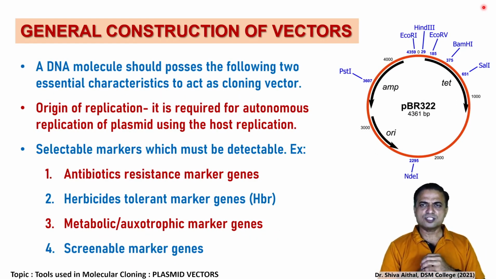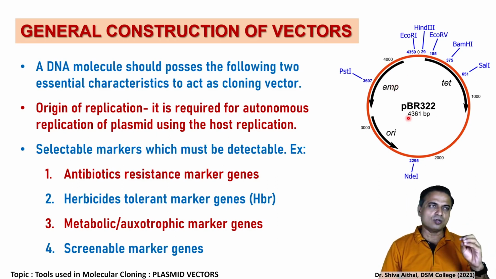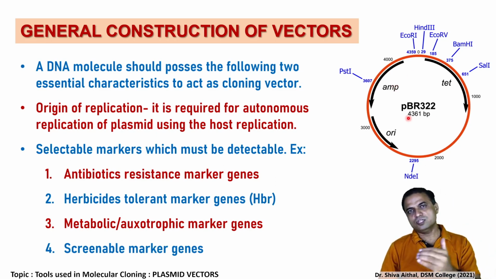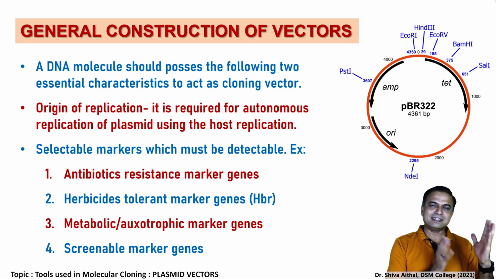Now, general construction of vectors, what is the procedure which is followed? You can see here it is a simple plasmid, artificially created pBR322 plasmid. This is just an example which is given in your curriculum. Hundreds of plasmids have been designed in the laboratory today and hundreds of different names have been given. But these are the pioneering, or you can say the historical invented vector molecules. So we use it as a yardstick to understand the modern vectors.